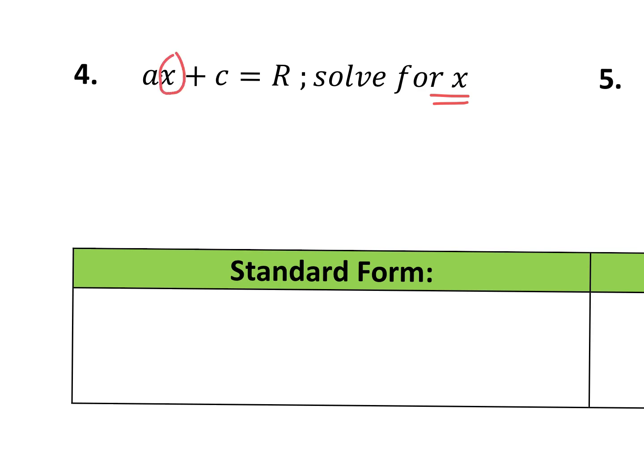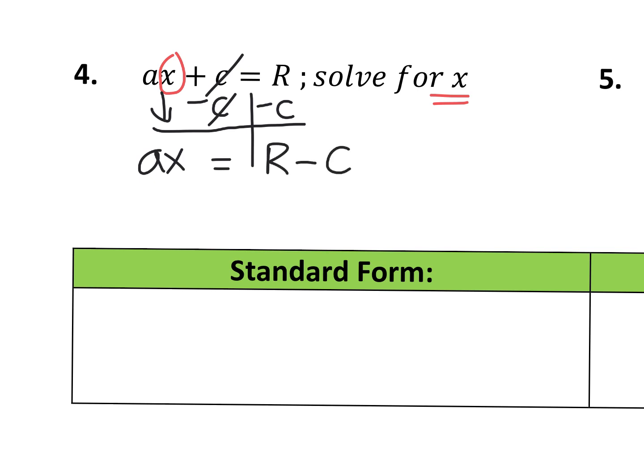Okay. So this is like a 2-step from early in the year. We're going to draw the line down the equal sign. I want to get rid of an a and a c. The easier one to get rid of, though, is the c because it's being added. So much easier to get rid of an added number, or letter in this case. So we're going to subtract c. So c's cancel. Bring down our ax. And r minus c is just r minus c.